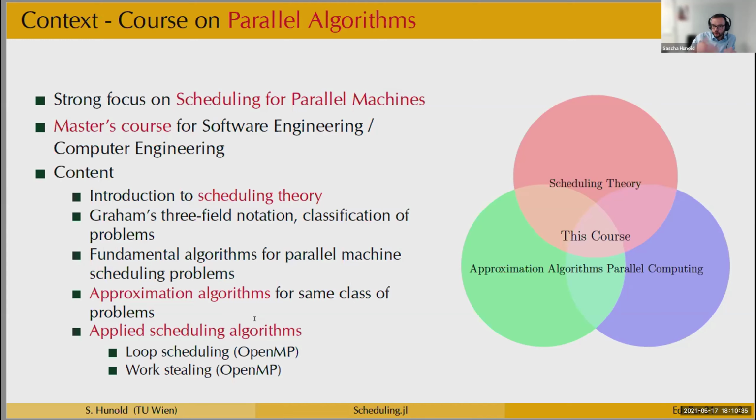Once we have covered and understood all the theoretical concepts, we move to the applied side. The theory that we covered in the theoretical setting, we now try to apply in practice. For example, how loop scheduling algorithms are actually implemented in OpenMP, or how work stealing works in Cilk or OpenMP.